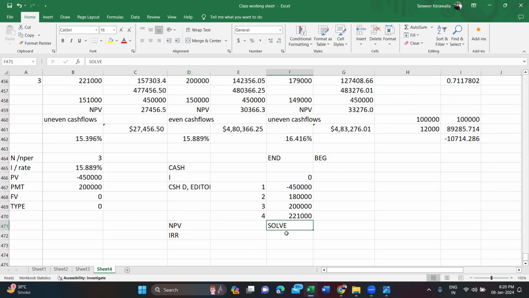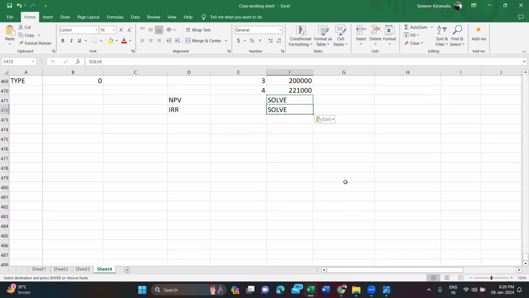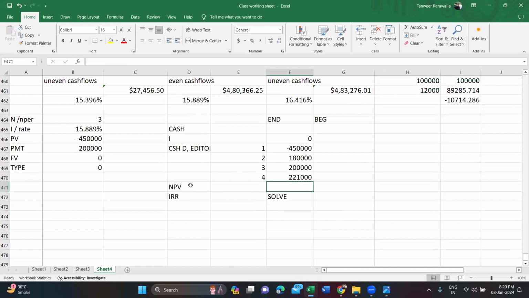You press the solve button on IRR instead of NPV. If you want NPV, you can press the solve button on NPV, and it will give you NPV. If you don't want NPV, just scroll down, come to IRR, and then press the solve button. So I press the solve button here, right? And it has given me an answer, the same as before.